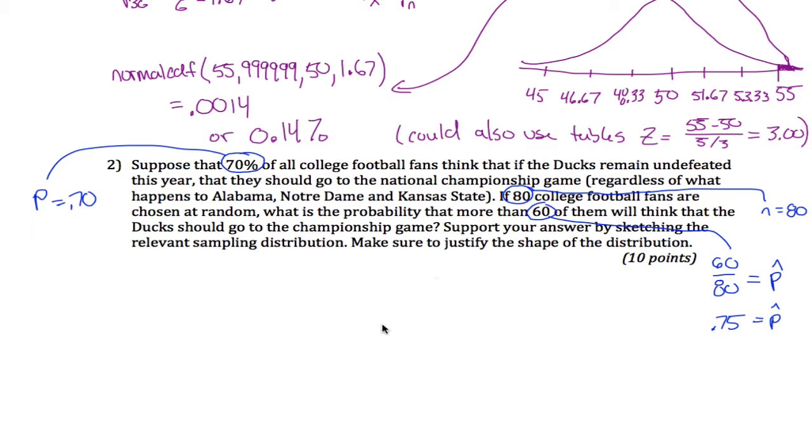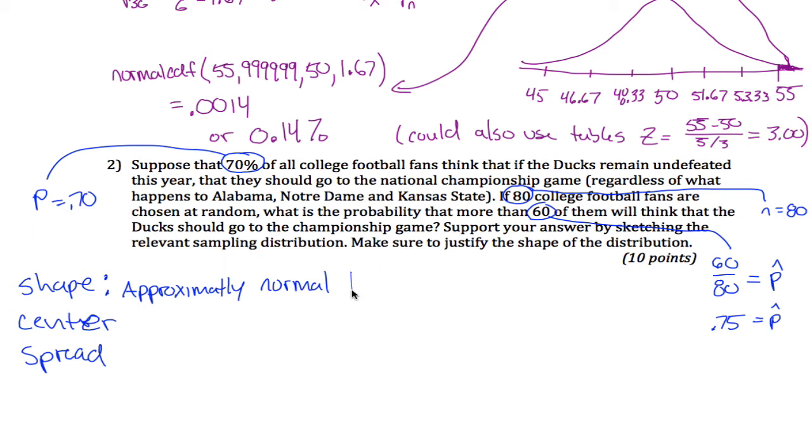Yeah. Okay. So the way we can figure this out is we kind of go back to what we did in the other problem. We need to know the shape, the center, and the spread. And the shape is approximately normal, because instead of n being greater than 30, it's n times p times 1 minus p is greater than or equal to 10. I suppose we should have calculated that, although I know it'll work out. 80 times 0.7 times 0.3 is equal to 16.8. So it's approximately normal is the bottom line.